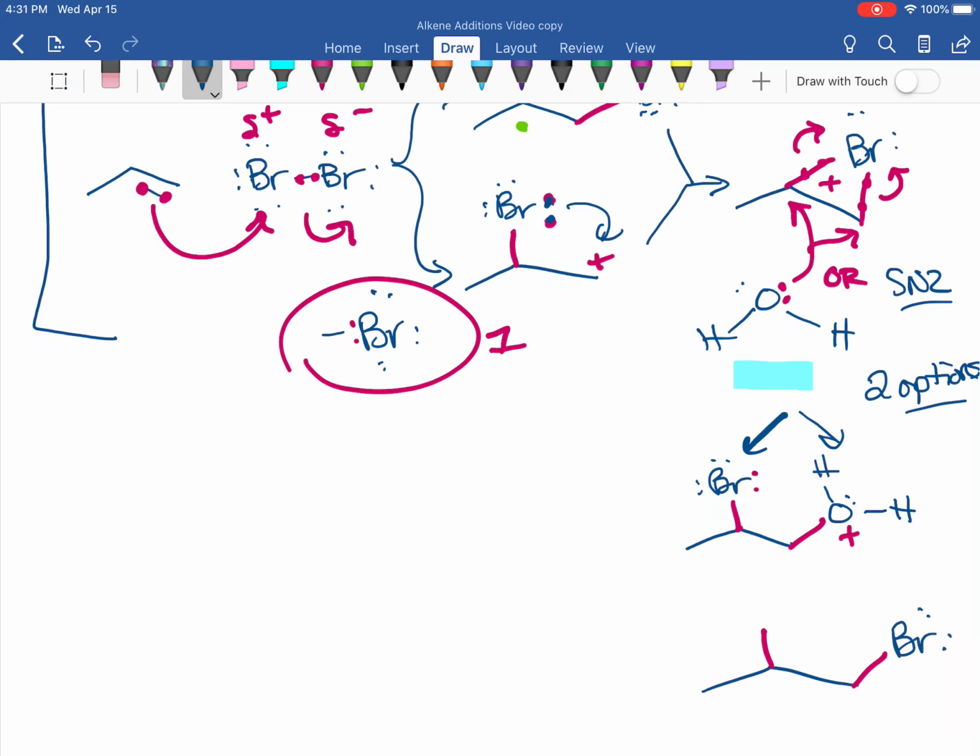Oh, I think I'm going to run out of space with my plus sign there. We can have bromine here. Get that lone pair back. Oh, that looks funny, doesn't it? And then we can have water here.